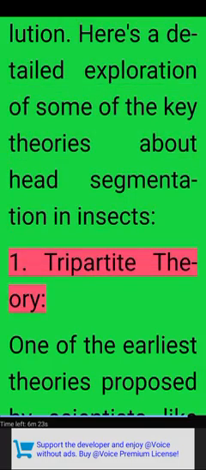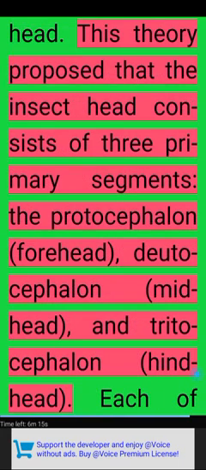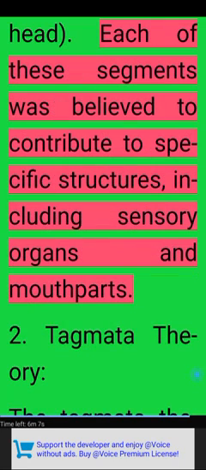1. Tripartite theory. One of the earliest theories, proposed by scientists like Dorn and Wheeler in the late 19th and early 20th centuries, suggested a tripartite arrangement of the insect head. This theory proposed that the insect head consists of three primary segments: the protocephalon (forehead), deutocephalon (midhead), and tritocephalon (hindhead). Each of these segments was believed to contribute to specific structures, including sensory organs and mouthparts.